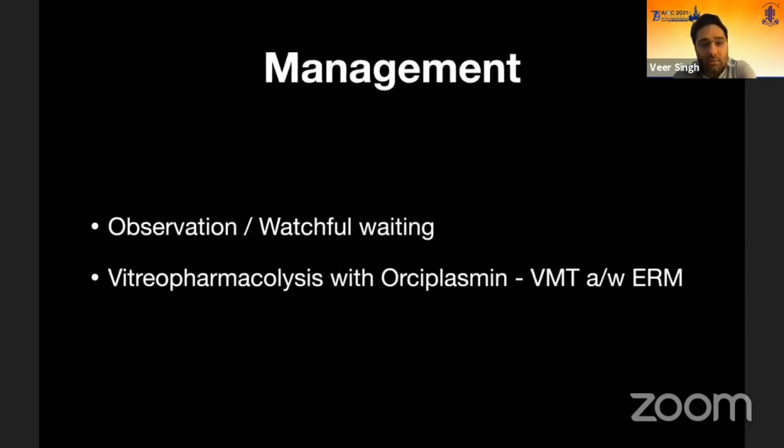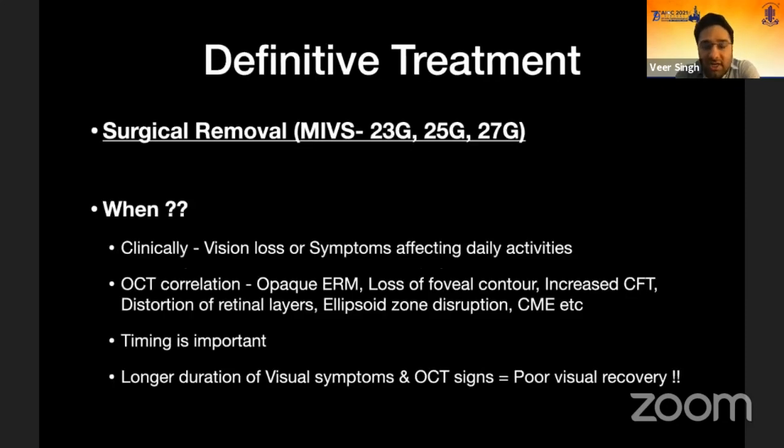Management is observation and watchful waiting till the time the vision is okay and the patient is not very symptomatic. Vitreous pharmacolysis with ocriplasmin has been tried in VMT, but it doesn't really dissolve the ERM. Definitive treatment is surgical removal. With MIVS, you can get excellent results. But the real question here is when to intervene.